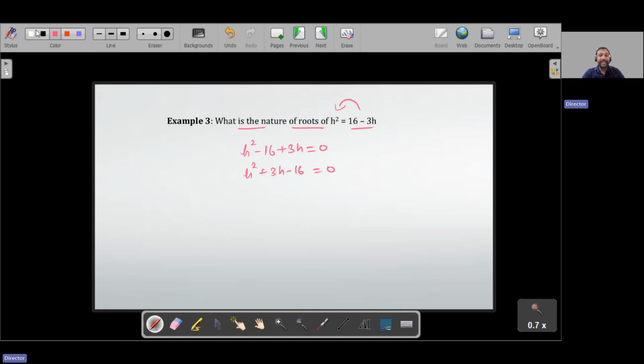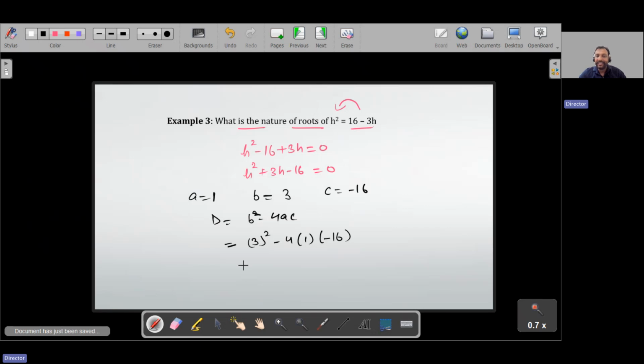Right? Now, what is a, b, and c over here? a is equal to 1, b is equal to 3, and c is equal to minus 16, right? So what is D? D is equal to b square minus 4ac. So what is b? That is 3, 3 square minus 4. a is what? 1 and c is what? Minus 16. So b square will be 9 minus 4 into minus 16. We can keep the minus outside and multiply 4 with 16, that is minus 64. So we get 9 plus 64, that will be equal to 73.